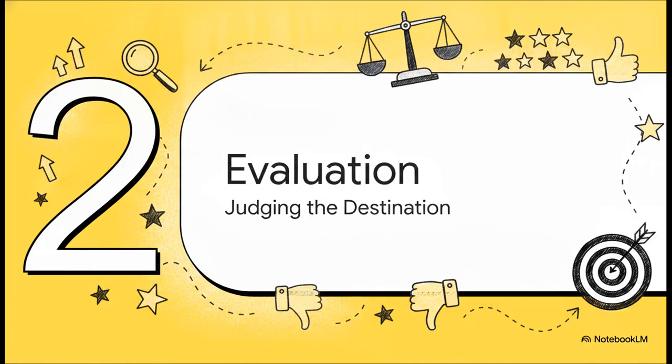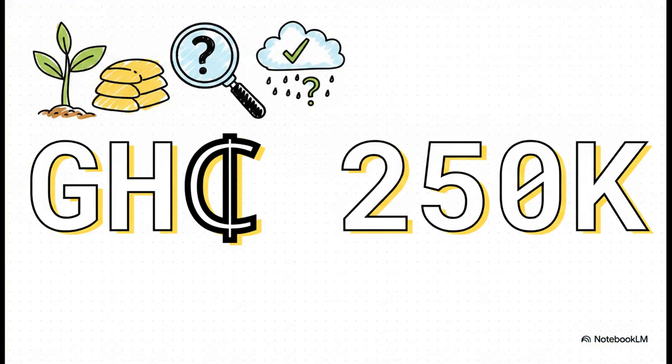So, that's monitoring. Now let's shift gears to the second half of the equation, evaluation, judging the destination. Let's say that farmer training project we talked about costs 250,000 Ghana cedis over the season. Evaluation takes a big step back and asks the really hard questions. Did the farmer's yields and incomes actually improve? And, this is key, was that improvement actually caused by your training, or did they just have a fantastic rainy season? Most importantly, was the change big enough to justify spending that 250,000 cedis in the first place? So, where monitoring watches the daily delivery, evaluation stands back to judge the final results.